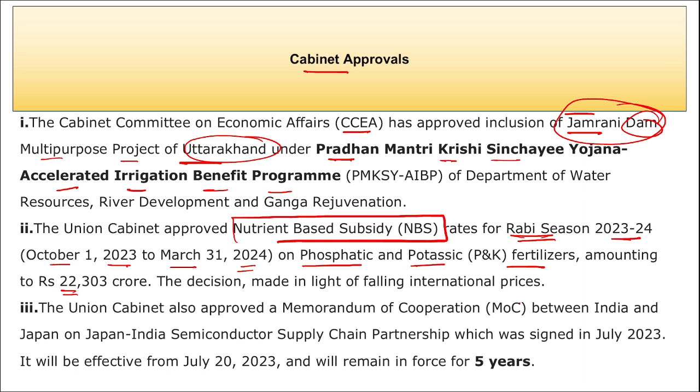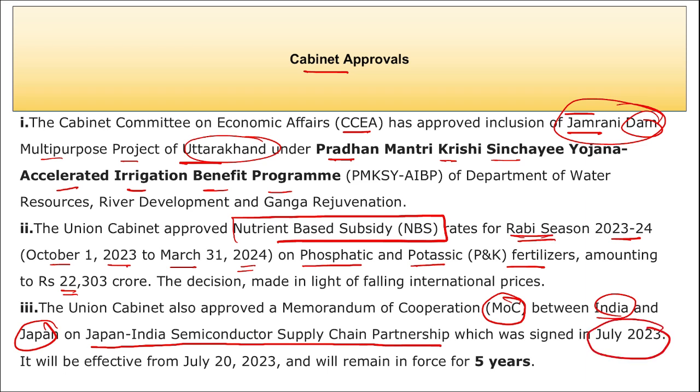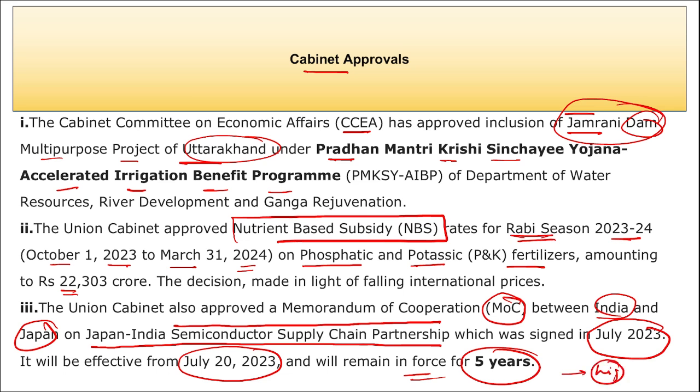Next is Union Cabinet has also approved the memorandum of cooperation between India and Japan on Japan-India Semiconductor Supply Chain Partnership that was signed in July 2023, and it will be effective from 20th of July and will remain in force for 5 years. And remember, Japan will be helping India in this semiconductor supply chain partnership, and the high chances are that Gujarat will be set up as a manufacturing hub where these semiconductors will be manufactured. Correct. So these are some of the cabinet approvals that you need to remember.